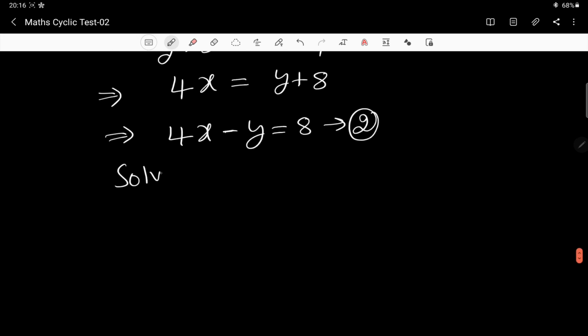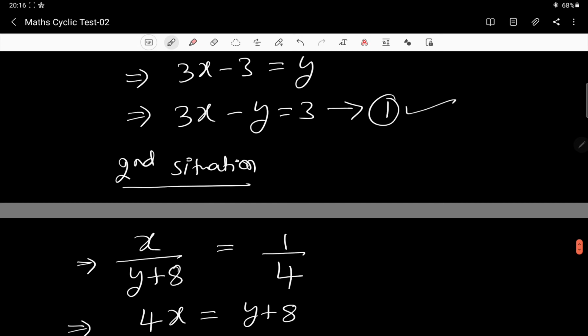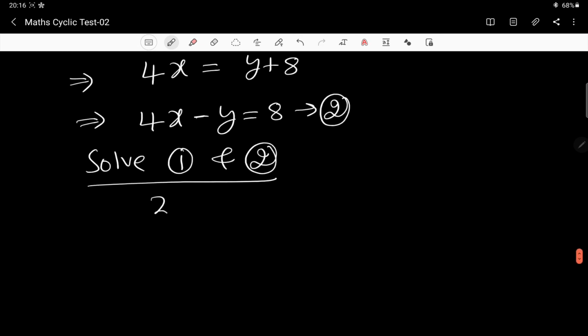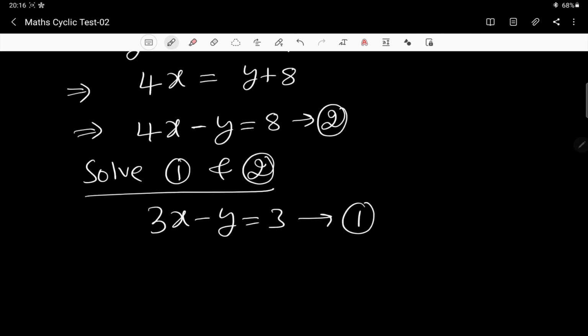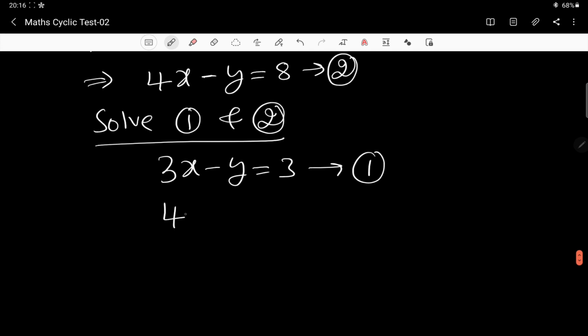Now I am going to solve equation number 1 and equation number 2. Alright, so what is equation number 1? 3x minus y is equal to 3. This is equation number 1: 3x minus y is equal to 3. Alright, what is the second equation? That is 4x minus y is equal to 8. So this is the second equation.